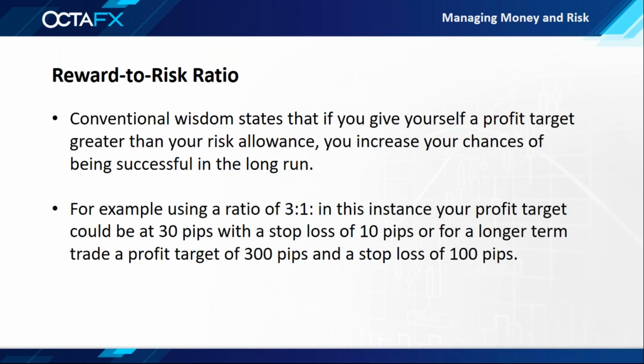So for example, you might experiment with using a ratio of 3-to-1. In this instance, your profit target could be 30 pips with a stop loss at 10 pips. Or for a longer term trade, a swing trade, you might have a profit target of 300 pips and a stop loss of 100 pips. I have actually seen trading strategies with the opposite of this, with short profit targets and larger stop losses. So not everything is set in stone, but this is, generally speaking, a good model to start working with.